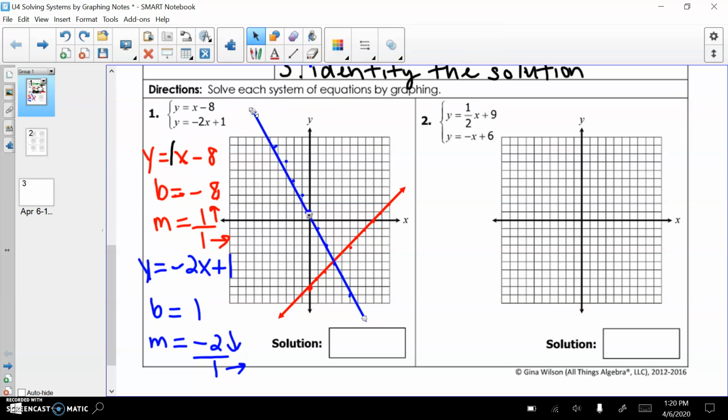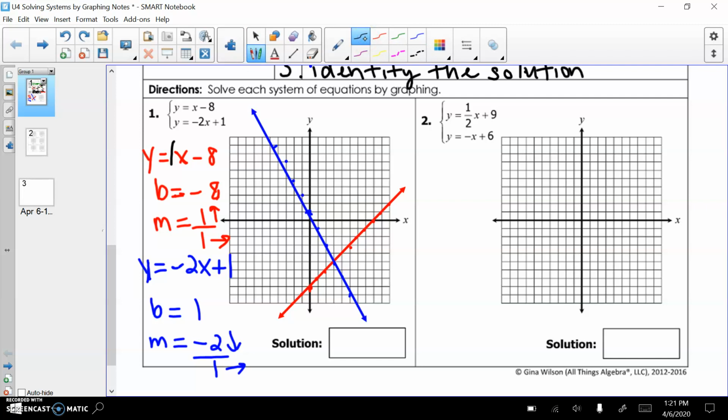Oh, that's a little bit better. Okay, so as you can see, you just graph the two lines. In this case, they were in slope-intercept form, so all you have to do is tell me what your b is, tell me what your m is, and then go from there. Now, to tell me what the solution is, you're going to go to where they cross.